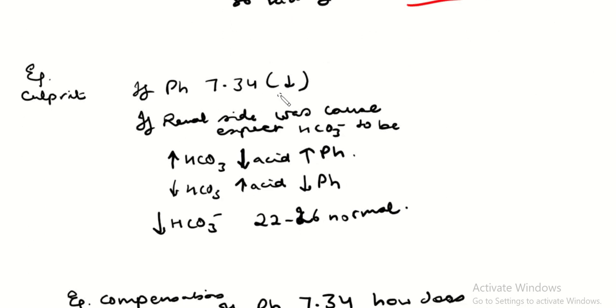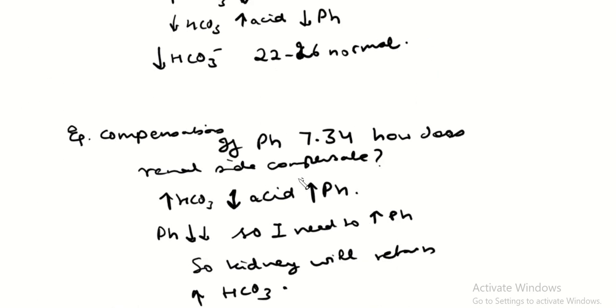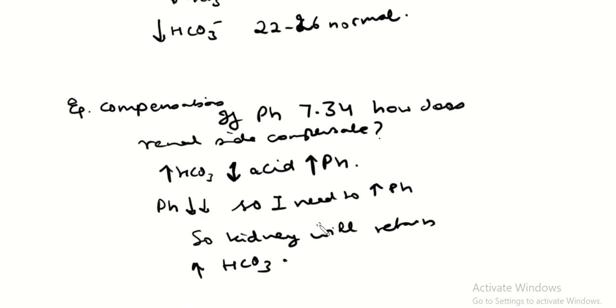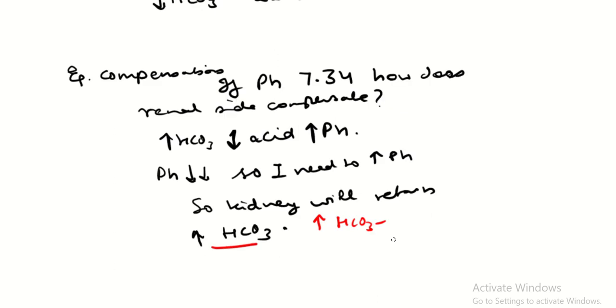If the pH is low, what do you expect the kidneys to be doing? What if kidneys were the cause, what would you expect the bicarb to be? Low. However, if the pH is low, what would kidneys do to compensate for it? Increase the pH, meaning retain bicarb or increase the level of bicarb in the blood. Okay?